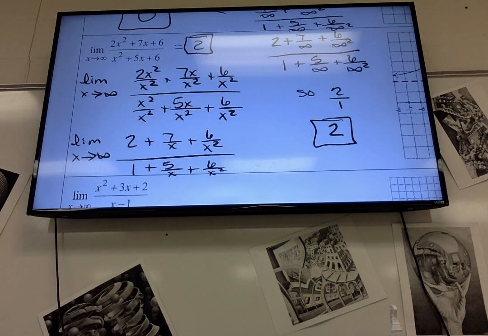So that is why when it's same heavy, it's going to just be leading coefficient over leading coefficient. It's because when you plug in infinity, everything else goes away.